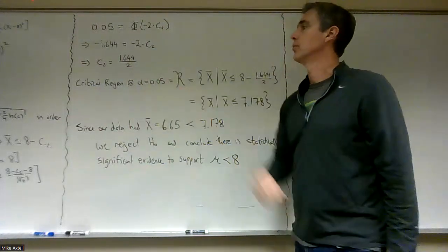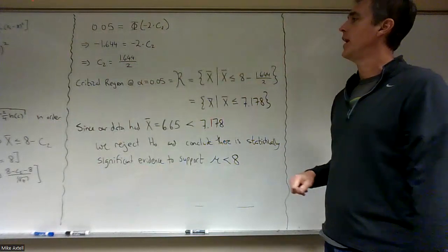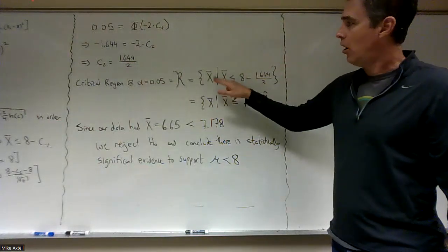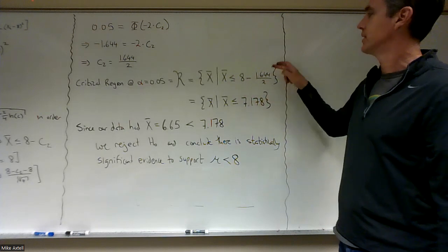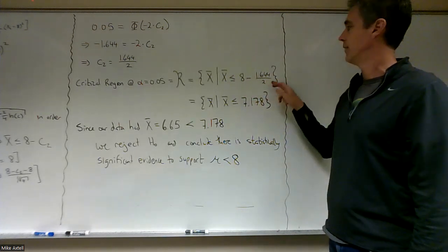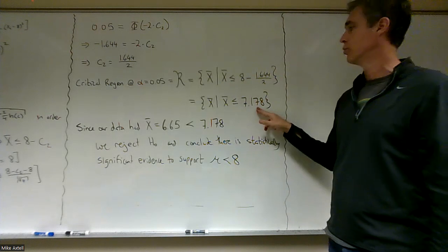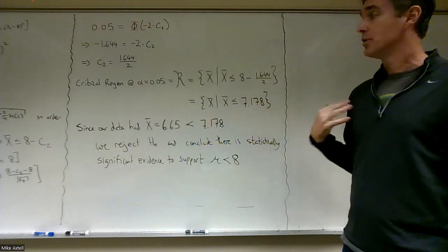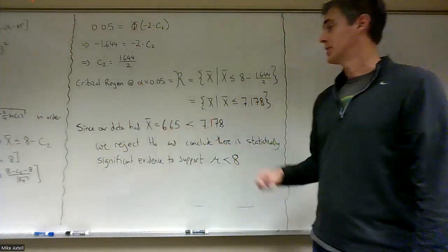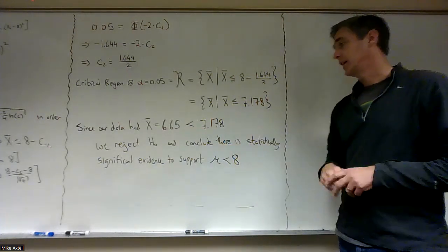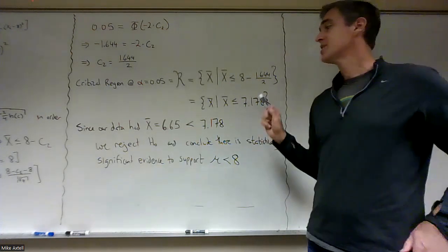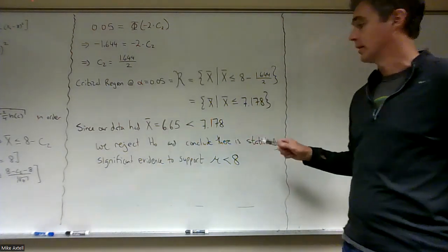Thus, my critical region at alpha equals 0.05 is the set of all sample means in which the sample mean is less than or equal to 8 minus 1.644/2. That value is T sub 2, which turns out to be 7.178. Now, our data had an x bar of 6.65, which is definitely less than 7.178. So we would reject H0 and conclude that there's statistically significant evidence to support mu being less than 8.